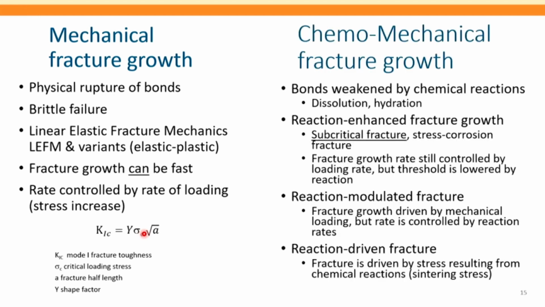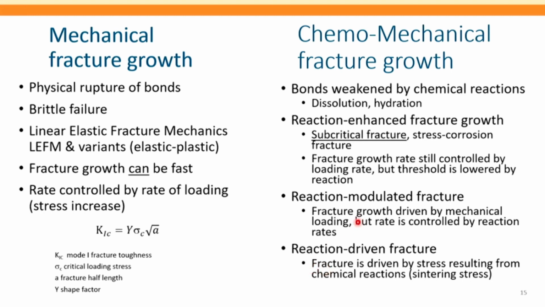Now, the other side to the whole matter is chemomechanical fracture growth. So chemistry is involved. And there are a couple of options here. The first one is that the reactions are just weakening the material a little bit. So it's still a mechanical fracture, but it's weakened by the chemical reaction. And it could be dissolution, hydration, different reactions. That's usually put under the header of subcritical fracture or stress corrosion fracture. Then the other one here, at the lowest part, is when the reactions are actually driving the whole thing. And I will show you, Mint and I were able to produce this in the lab. The reaction is actually driving the fracture. The stresses are generated by the reaction.